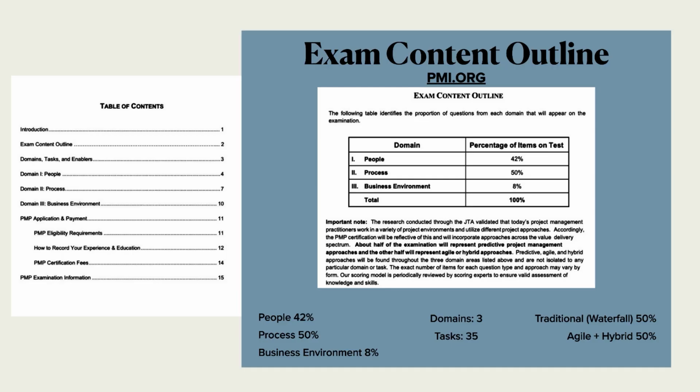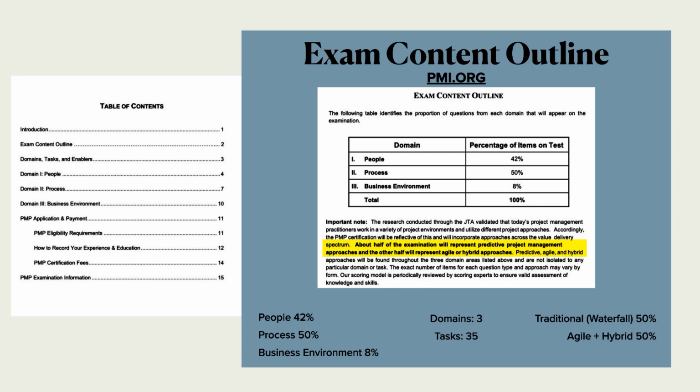The exam content outline. So what do we have here? The PMI says how the questions of the PMP are divided, as shown here in this image, right? So what does it say? People, you get 42% of questions. Process, you get 50% of the questions, and business environment, you get 8% of the questions. And if you focus on the important note that is mentioned at the bottom, what does it say?